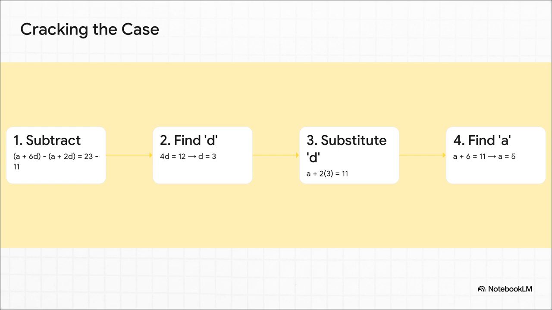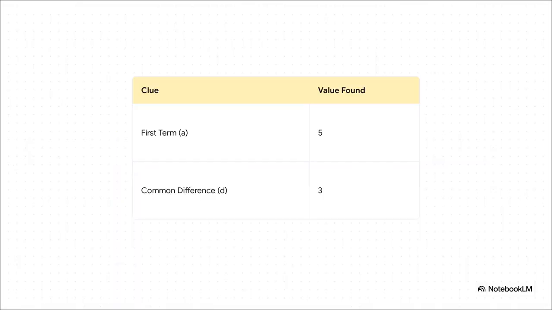And once we know the step size is 3, we can just pop that value back into one of the first equations, do a tiny bit of math, and find out that a is 5. And there we have it. Case closed. We figured out the secret identity of our sequence. It starts at 5 and it goes up by 3 every single time.